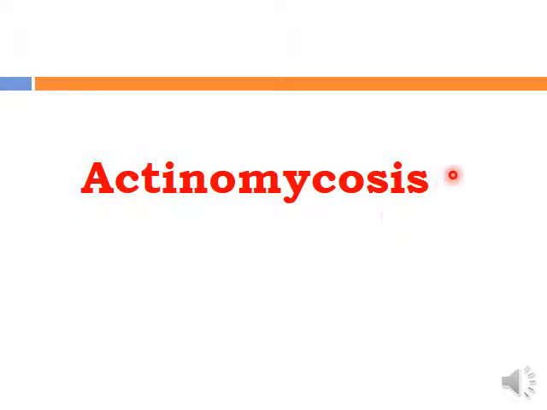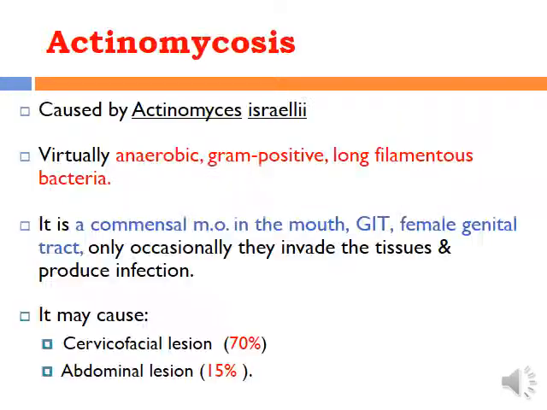Bacterial infections pathology. Actinomycosis is a disease caused by Actinomyces israelii. These bacteria are anaerobic, gram-positive bacteria that stain with the gram stain bluish and appear as long filamentous bacteria. الجروث مالتها تكون على شكل جروث خيطية، بكتيريا خيطية.